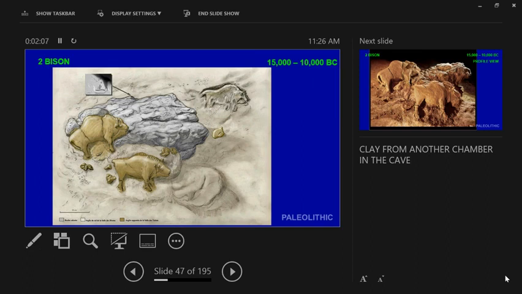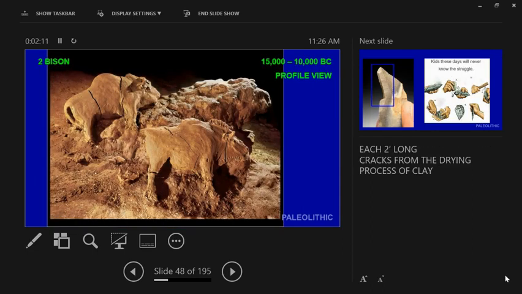All right, so as we get closer, we'll take a closer look at the two bison, and here they are. Here's a photograph of the two bison. They're about 2 feet long, each of them, and they have cracks from the drying of the clay.